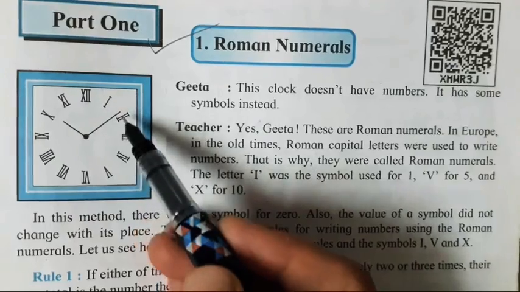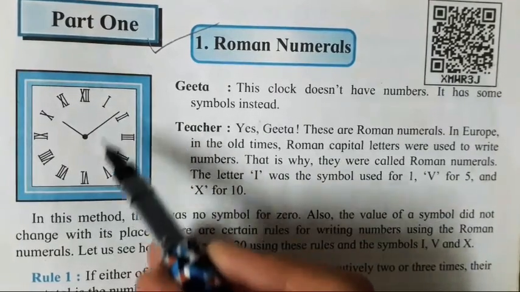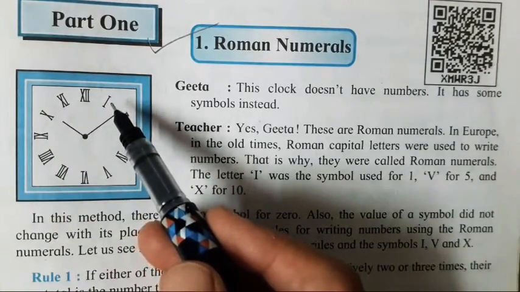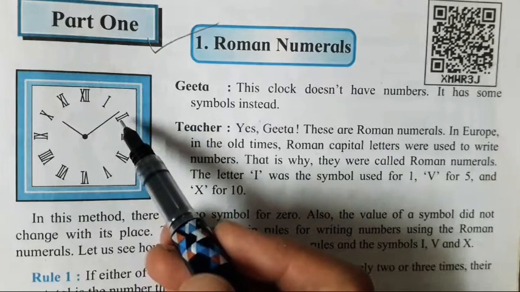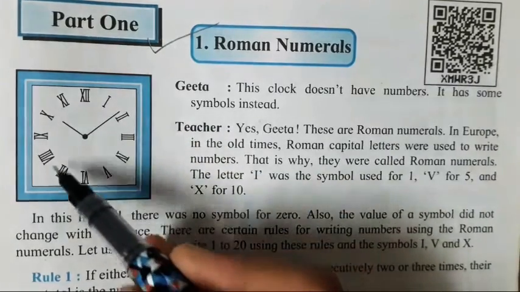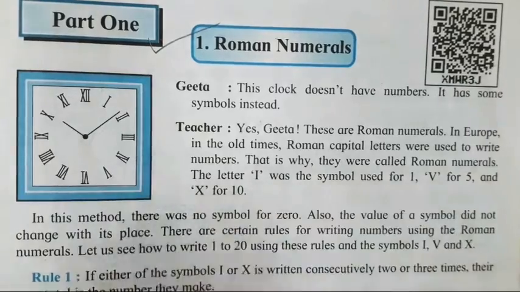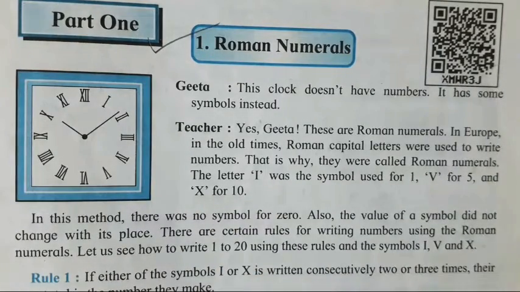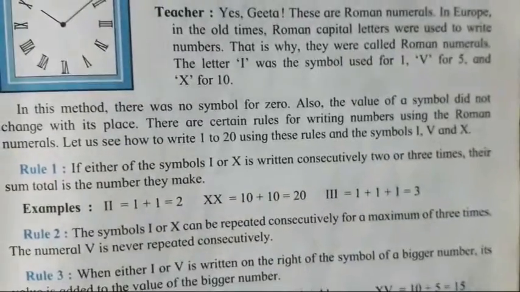These are signs that we write instead of numbers, like 1 is denoted by this sign, 2 is denoted by this sign. When we denote numbers with Roman signs, it is known as Roman numerals. Now let's study a few examples so that it will be more clear.